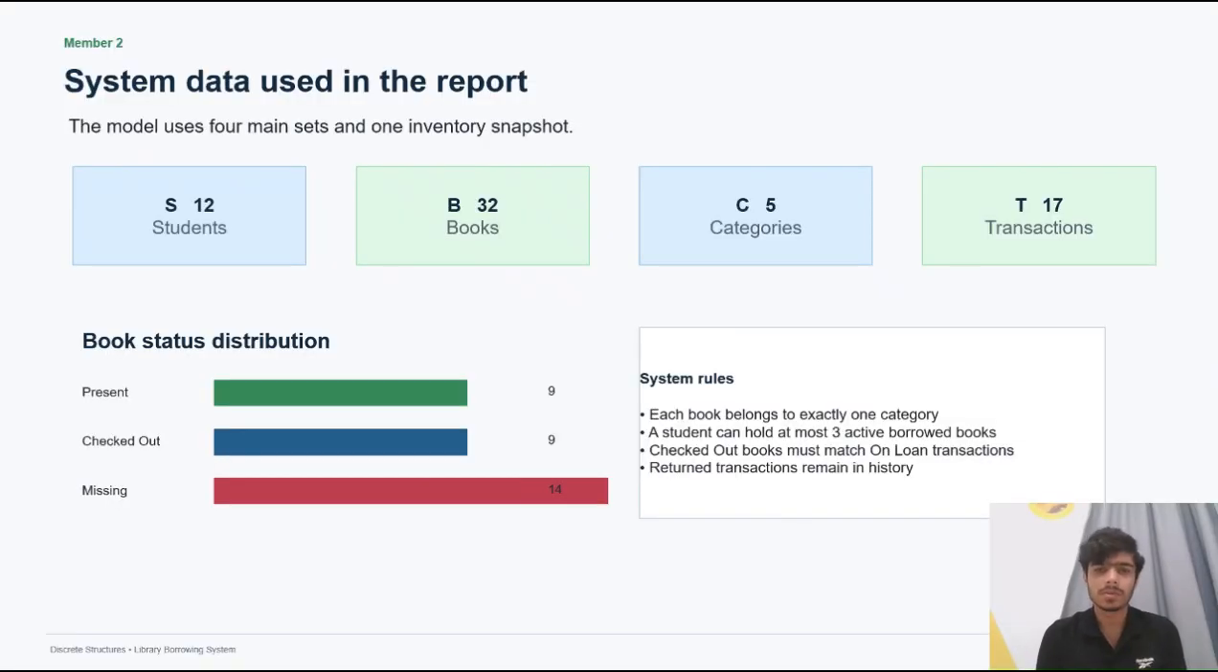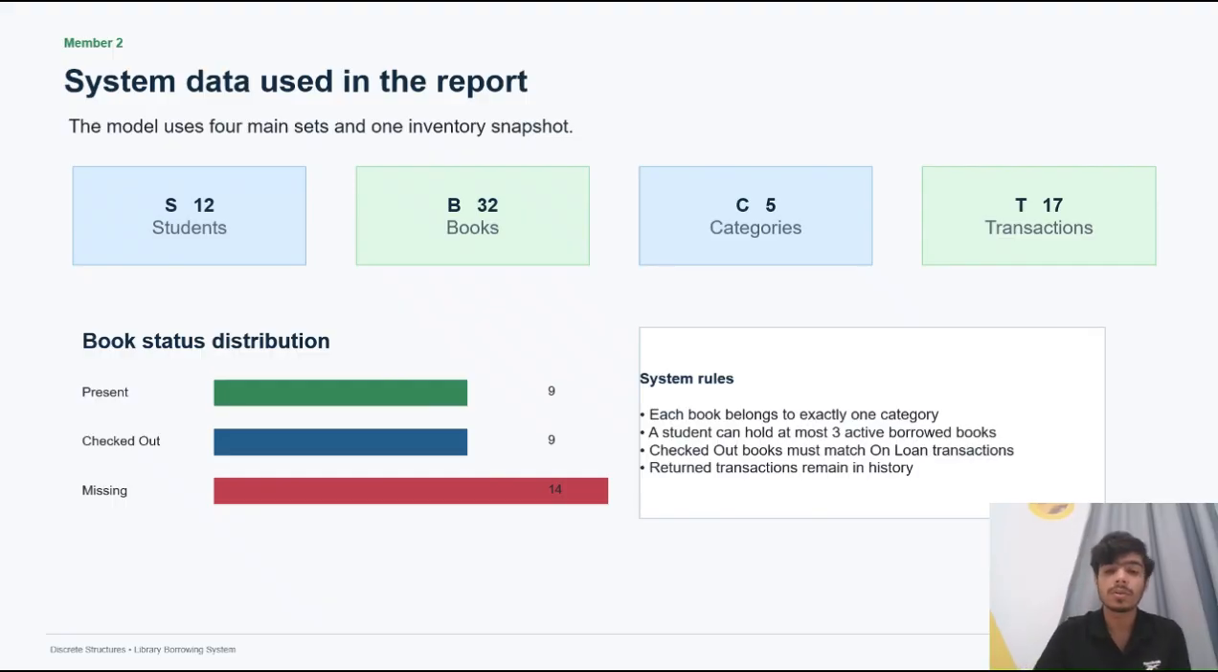Hello, my name is Mohammad Zohaib. My student ID is 03914443. Now I'm going to present the topic of our group project, system data overview and sample data. Our system includes four main sets. The first set is the set of students, represented by S. The second set is the set of books, represented by B. The third set is the set of book categories, represented by C, and the last set is the set of borrowing transactions, represented by T.